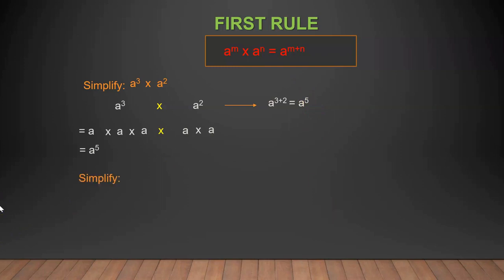So your bases can also be numbers. 2 square times 2 cube. That means you're going to multiply 2 twice, 2 by itself, and 2 cube means 2 times 2 times 2, which will give you 2 to the 5th. Or you just add the indices. Copy the common base 2 and add the indices 2 and 3, which will give you 5. So you have 2 to the 5th.